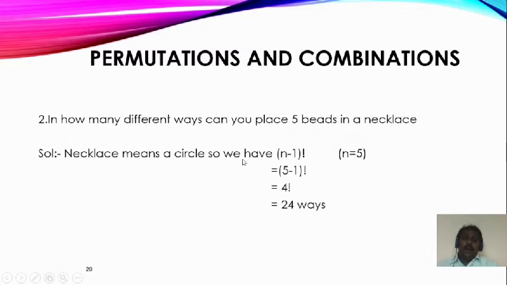So our formula for the circle is (n minus 1) factorial. Here n is the number of beads. The number of beads is 5. The formula is (n minus 1) factorial. So (5 minus 1) factorial equals 4 factorial. 4 factorial means 4 into 3 into 2 into 1, that equals 24 ways. So the solution for this problem is 24 ways. We have to keep in mind that if he has given a circle, then the formula for it is (n minus 1) factorial. Here n is 5. So circle means the formula is (n minus 1) factorial.